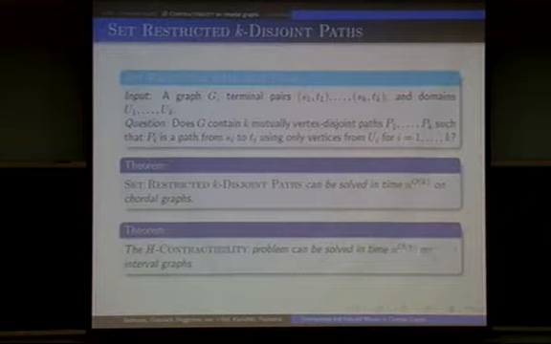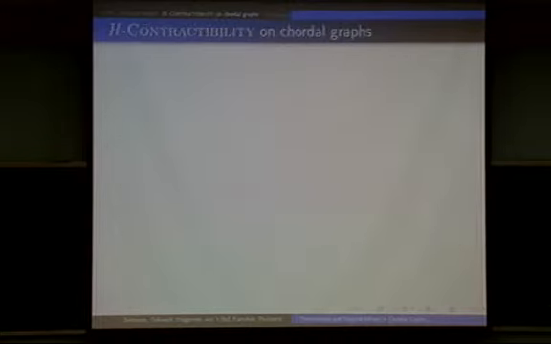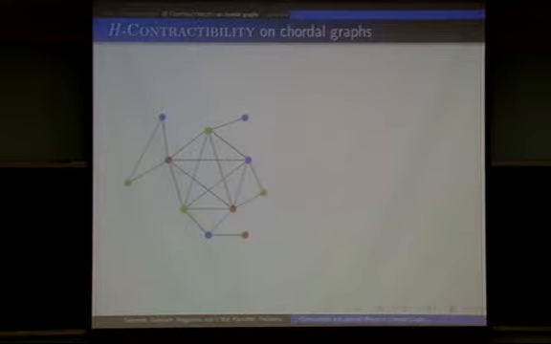So in the end you get n to the big O of h, which is polynomial because h is fixed. And now we can go to chordal graphs. And what I claim is that essentially what I said for interval graphs will also kind of hold for chordal graphs, and it will be almost all we need to get it.